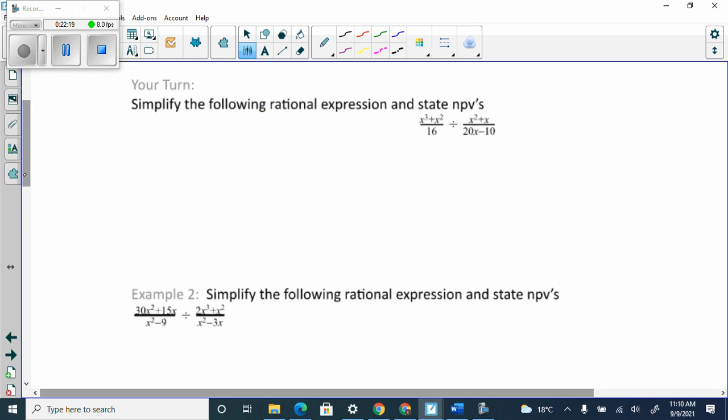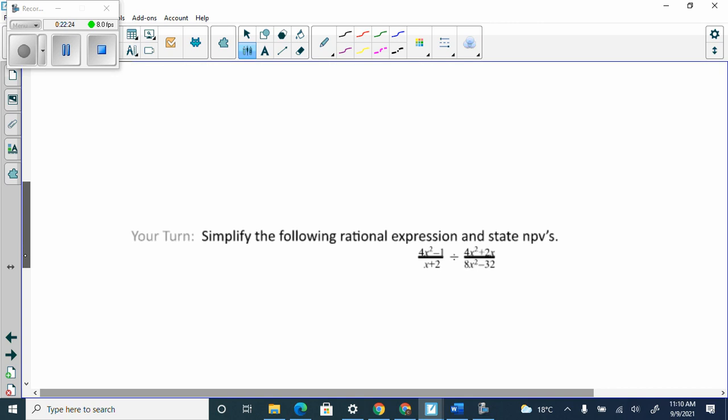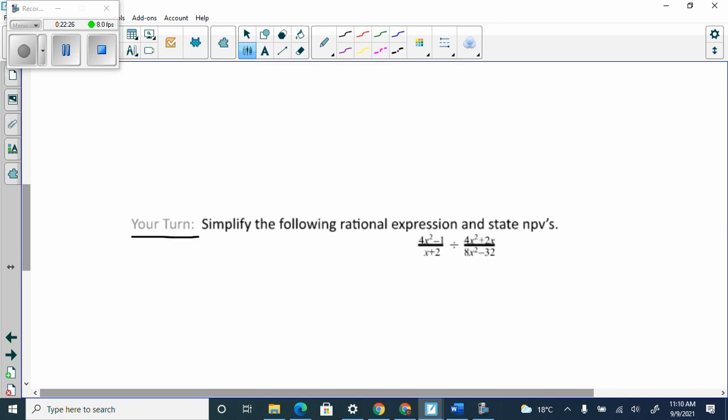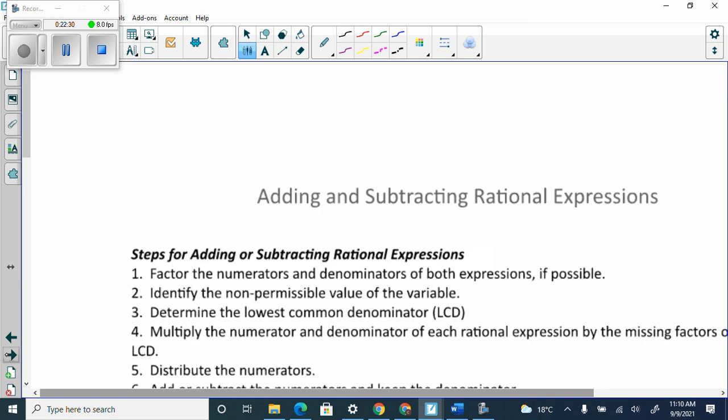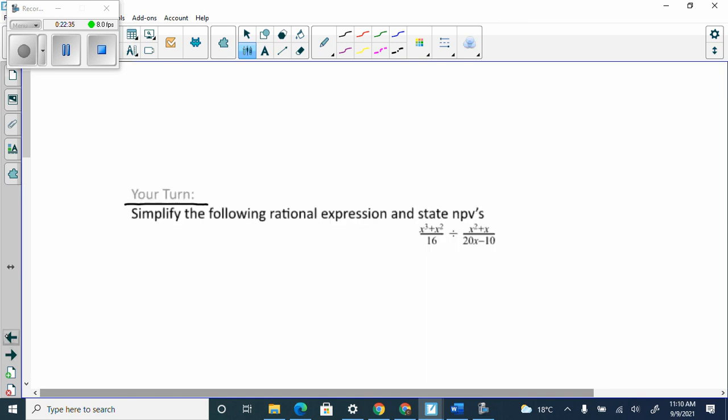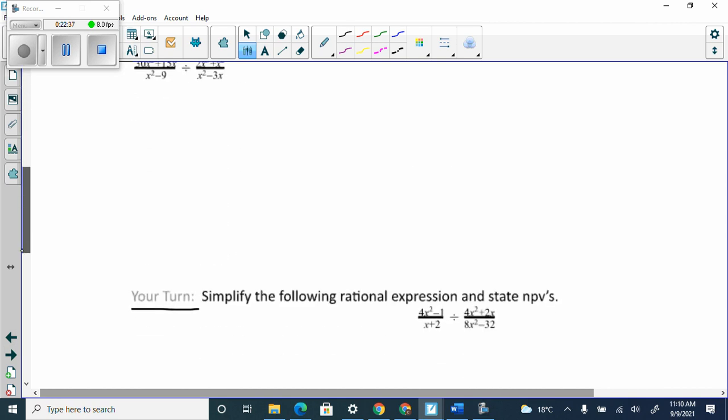So you're going to do this one. You're going to do this one. You're going to do this one. The whole next page, you're going to do those 3. Then you're going to flip over and look, what were we at? Adding and subtracting. So we're not going to do those today. We're going to do these 3.